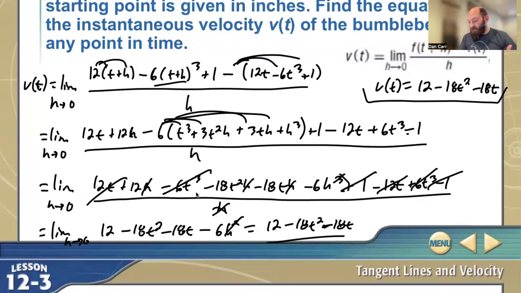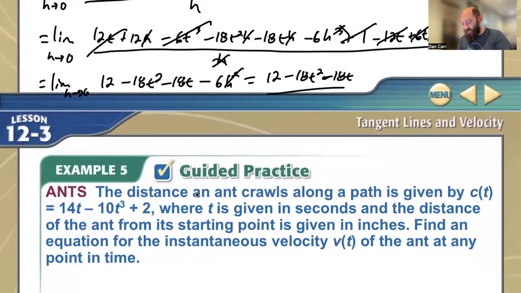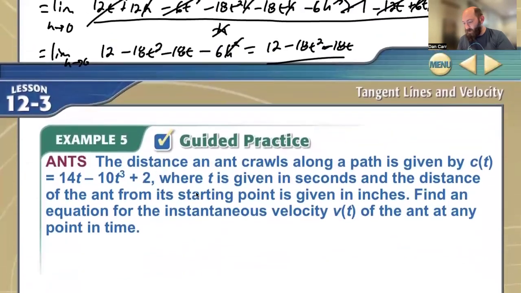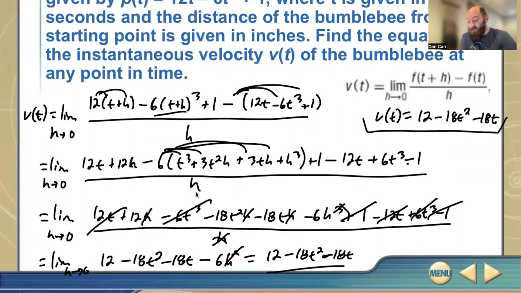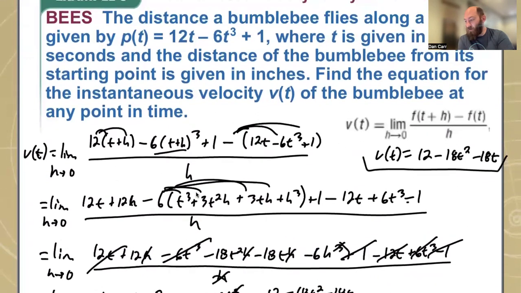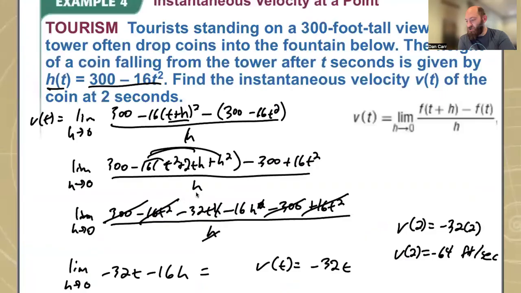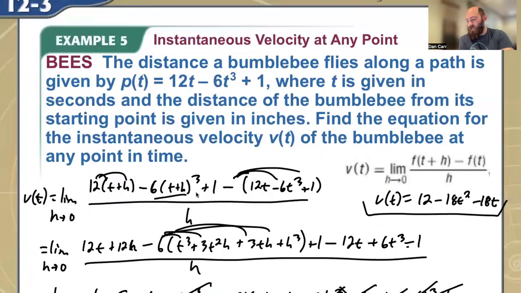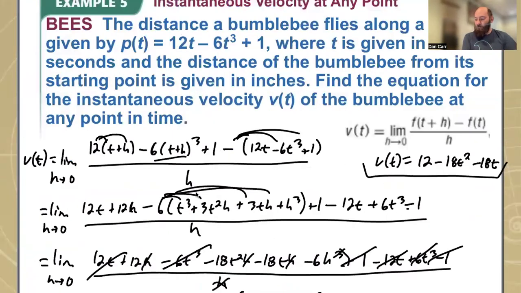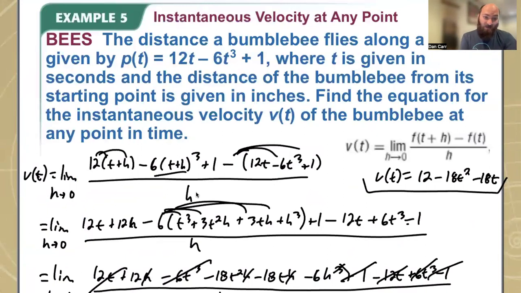That's it for today. You can try one on your own, but the idea again is that instantaneous velocity is basically evaluating the limit as h approaches 0 of a position function. I had the position of the bumblebee here, and the position of the coin falling toward the ground. That's what we're looking at in terms of our limits, instantaneous velocity, and how it relates to position.